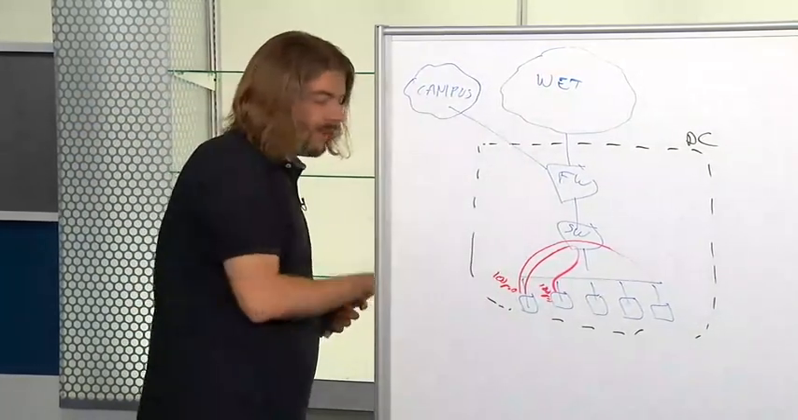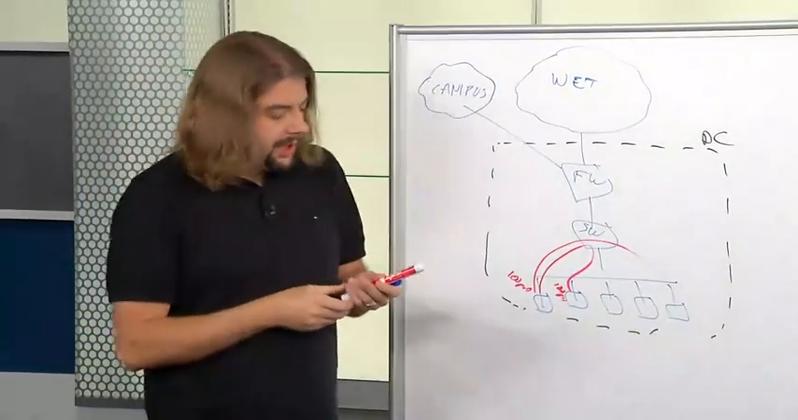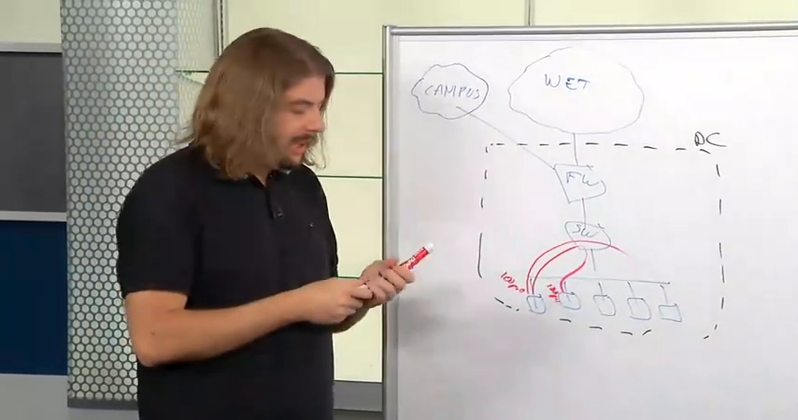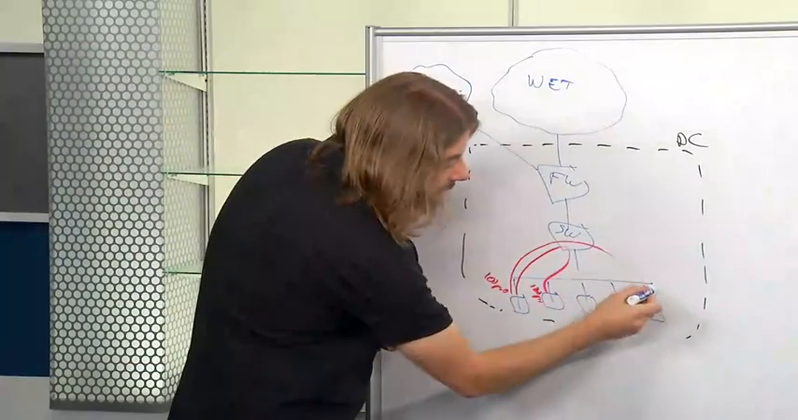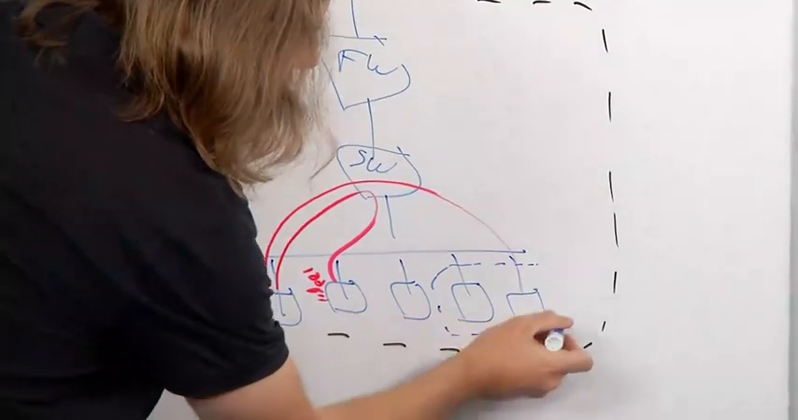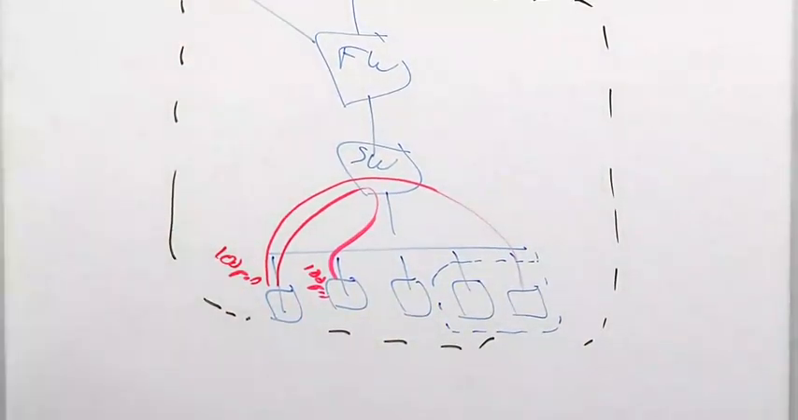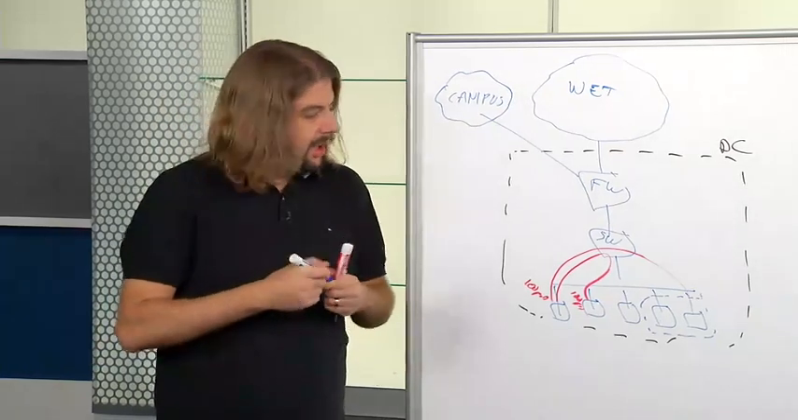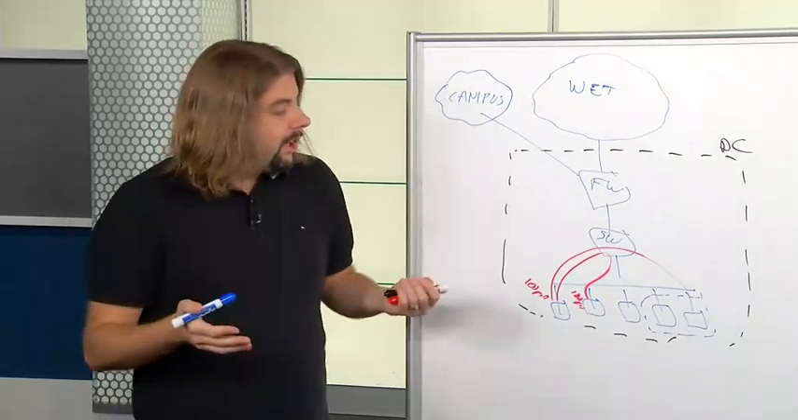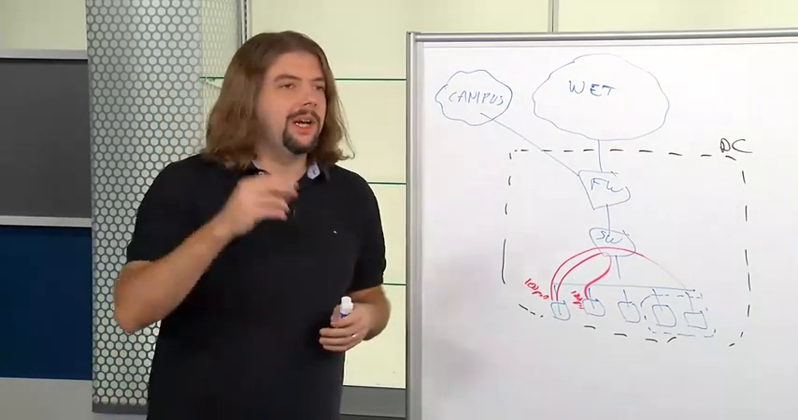Okay. So let's add a bit more complexity here. Let's say that those 2 guys are part of Active Directory, for example. Actually, Active Directory is a bad example. Let's take a backup server.